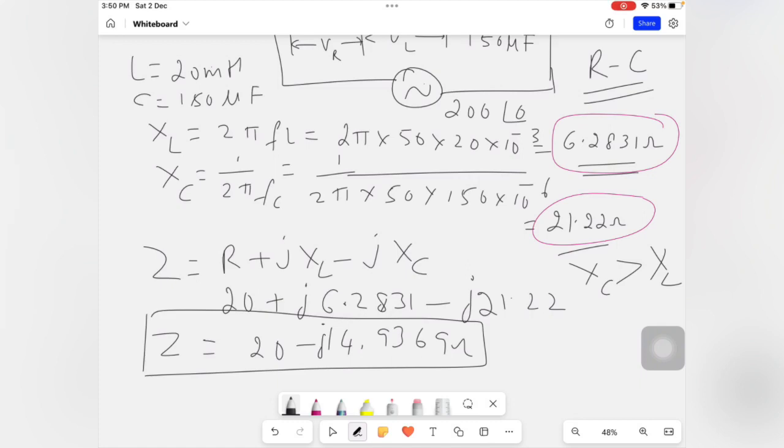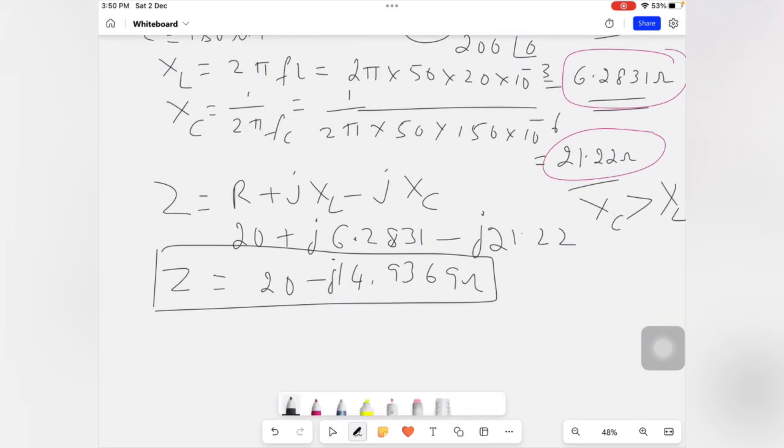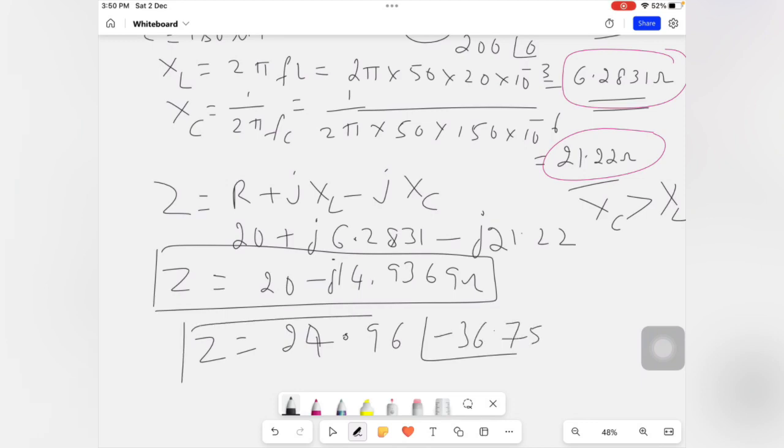Now what is the Z value? The Z value in polar form is equal to 24.96 at an angle of minus 36.75. This is the impedance value. So this is the first point of the given problem.